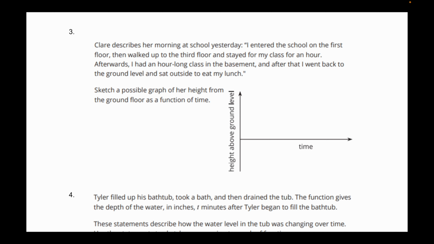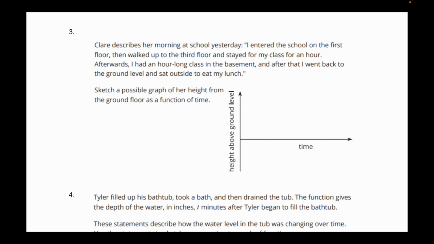Okay, so we have this horizontal line here. That's going to represent our ground floor. So she's going to be on it when she's at ground level. She's going to be above it when she goes to her class that's on the 3rd floor. And she's going to be below ground level when she's got her basement class.